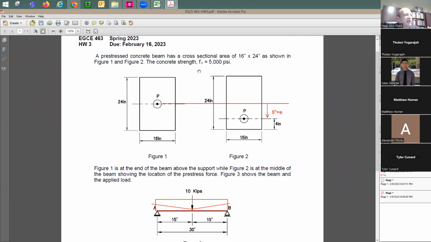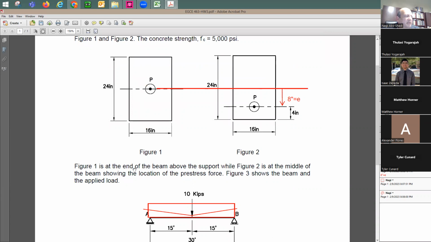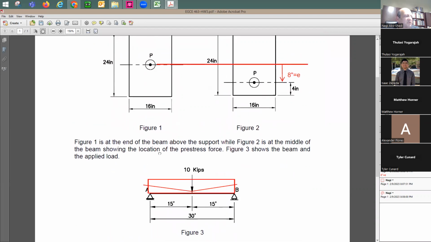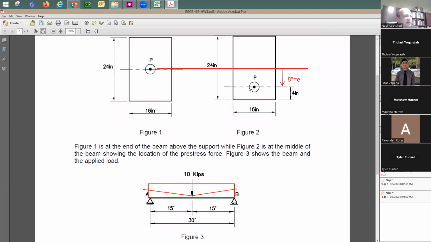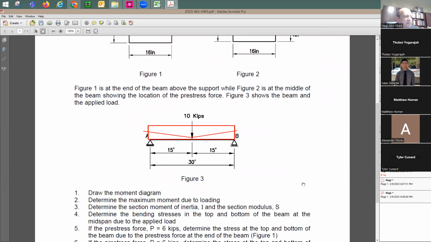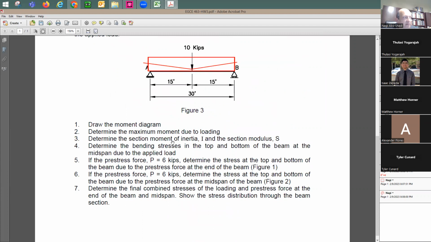All right, now let me go back and read the problem. It says the cross-section area is going to be 16 by 24. Yeah, I see that. And f'c, the concrete strength, is 5,000 psi. Then it says figure 1 is at the end of the beam, both ends. And figure 2 is at the middle of the beam, showing the location of the pre-stress force. Yeah, here's the pre-stress force, I understand. Figure 3 shows the beam and the applied load. Here's the applied load.